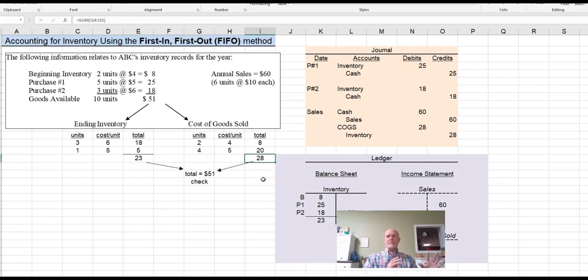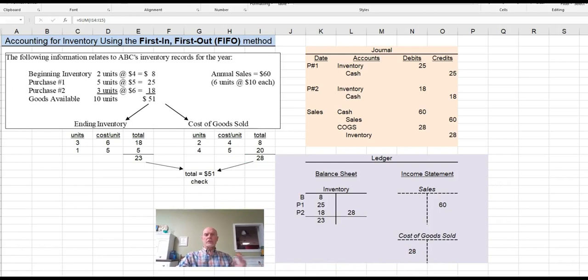Another thing I could ask, like on an exam, or that you would want to know, is since we had 10 items total, we sold 6, that means we still have 4 in inventory. Well, which 4 do you have? Well, it'd be the most recent 4 that we purchased. First in, first out would leave the most recent items in our inventory. So if we went to the most recent, that would be those 3. We still have those 3 $6 items, and then 1 of the $5 items. So the ending inventory adds up to 23.